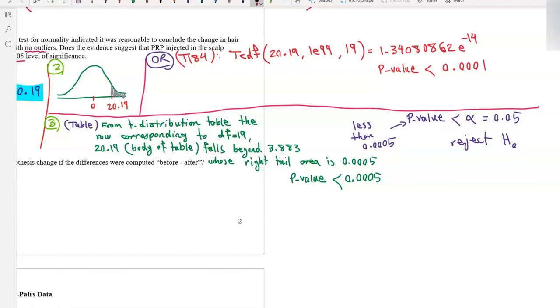And then after that, compare p-value with alpha. So p-value, which is less than 0.0001, is less than alpha, that is 5%. So we have to reject.